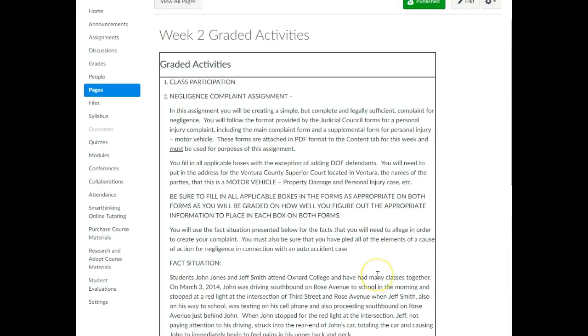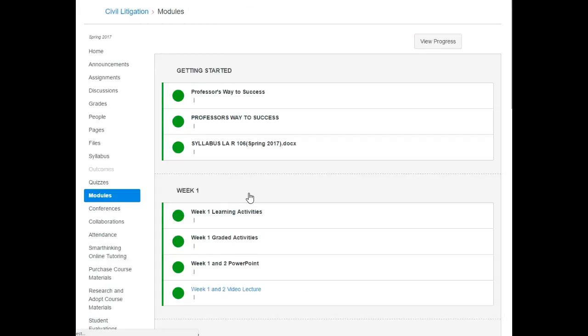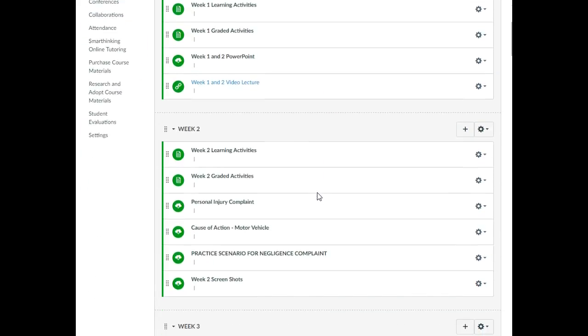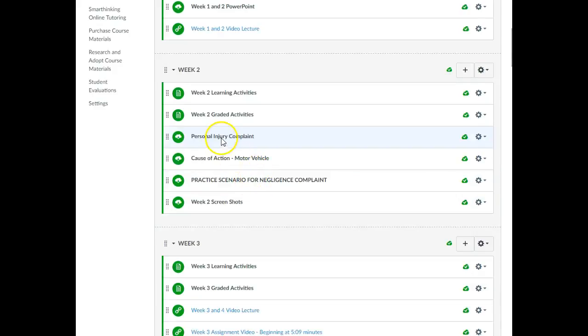All right, so this is your scenario. This is the one that you're going to use for your purposes. And now let's go back into our module for week 2 and look at what we have in terms of available documents. There are two different documents. One is the personal injury complaint, and the other is the cause of action motor vehicle. These are all going to be put together as a single complaint.